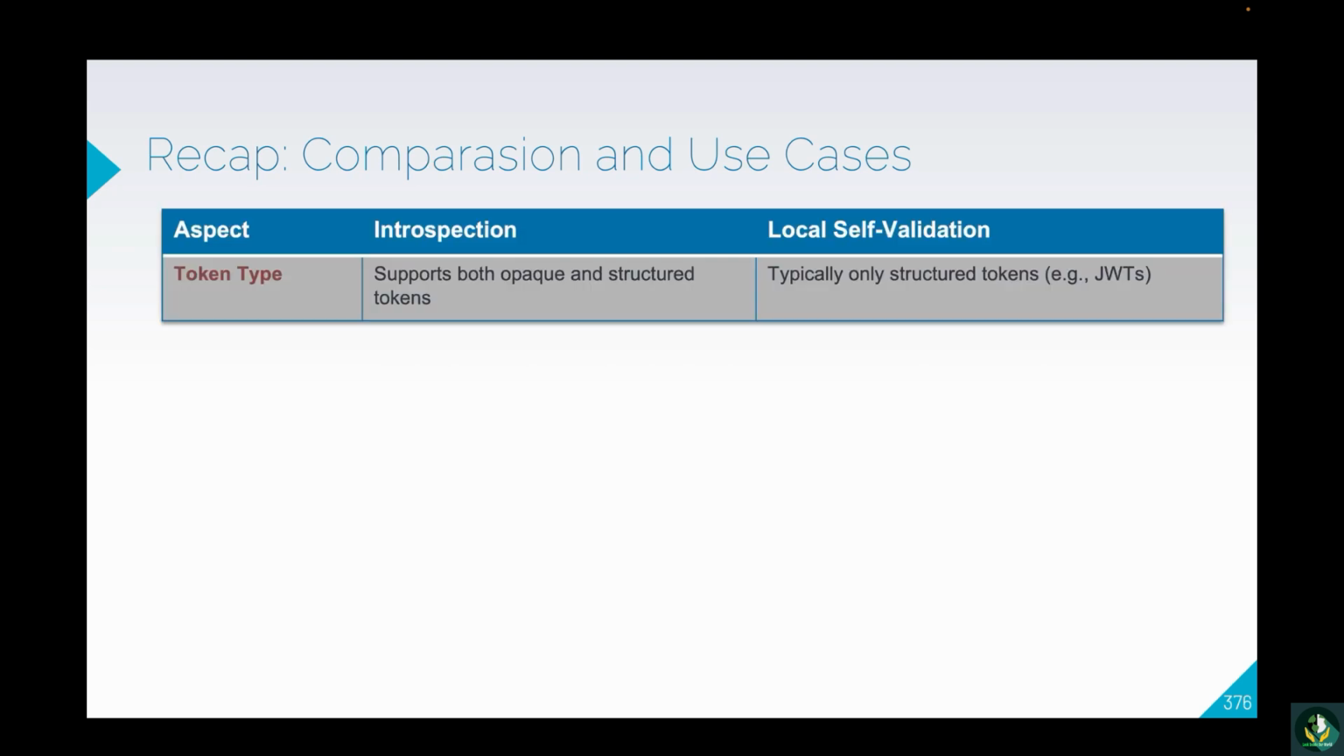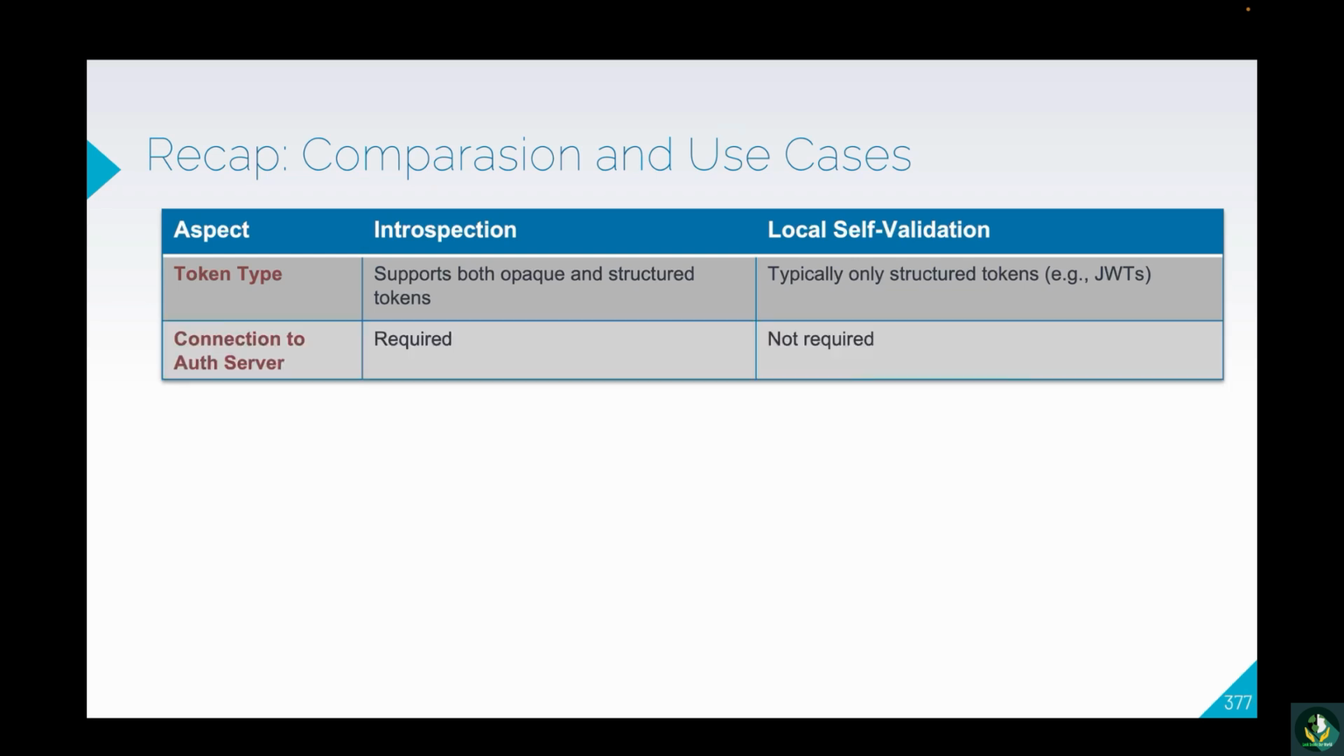Let's recap the two methods of token validation by comparing introspection and local self-validation across key aspects. Token type. Introspection supports both opaque tokens and structured tokens. Local self-validation is typically limited to structured tokens like JWTs, as the token itself must contain all necessary information for validation.